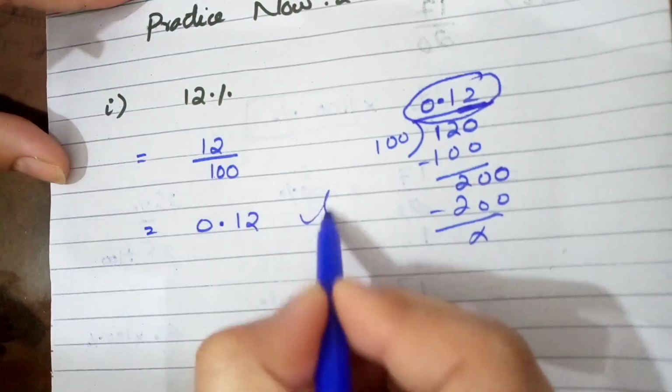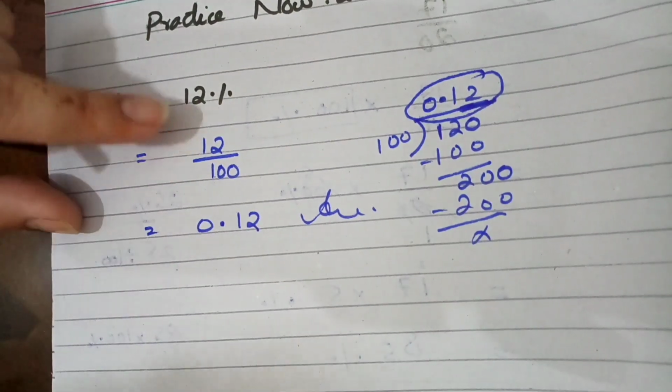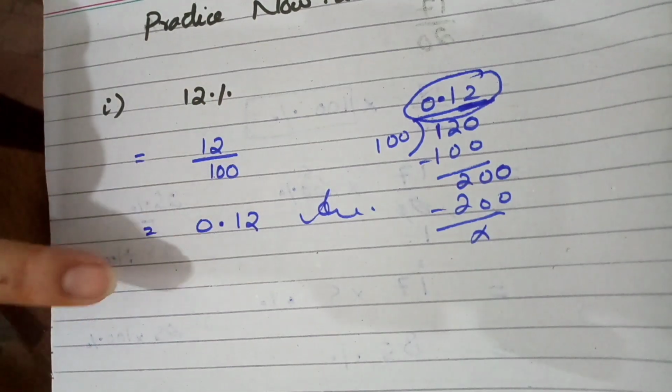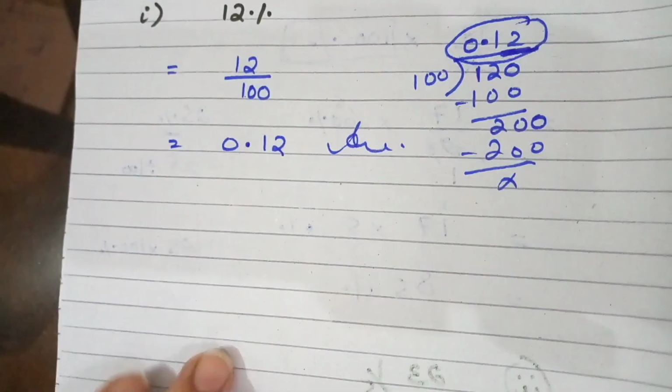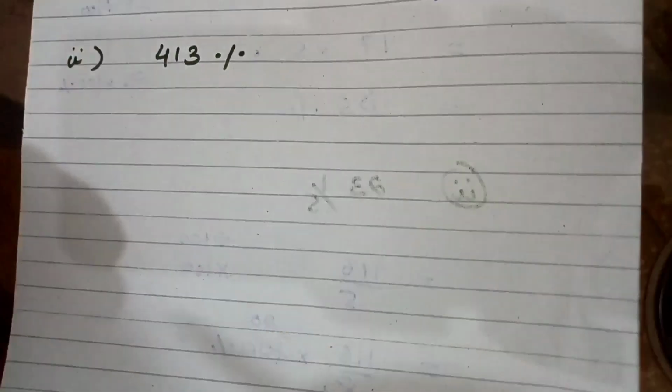0.12 is the answer. And we don't need to write the percentage sign here because we want to convert this fraction into the decimal. Now we have the next question, that is part B: 413 percent. Now solve this question.